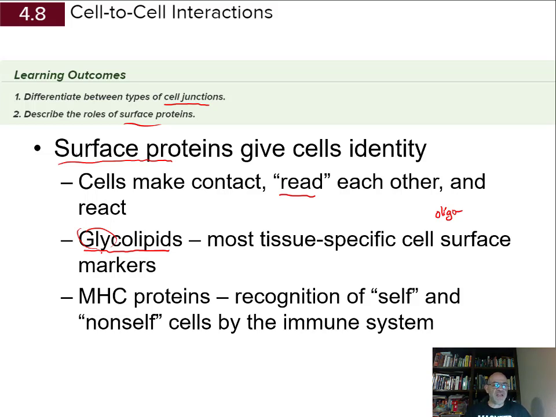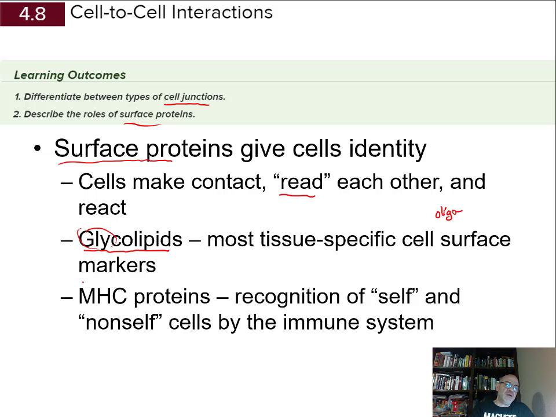And when it comes to something like an animal that has tissues, these glycoproteins and glycolipids overall are going to have differences depending on the tissue type. So those surface markers of glycolipids and glycoproteins are going to be different when it comes to cells that make up one kind of tissue than the other.